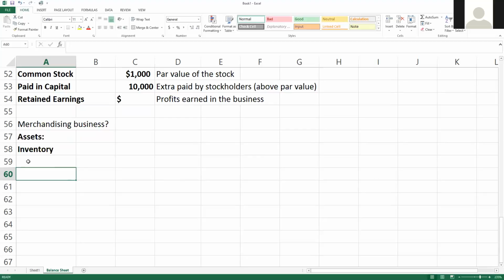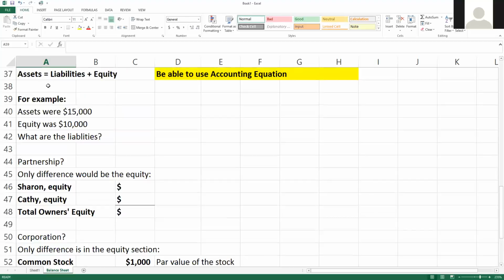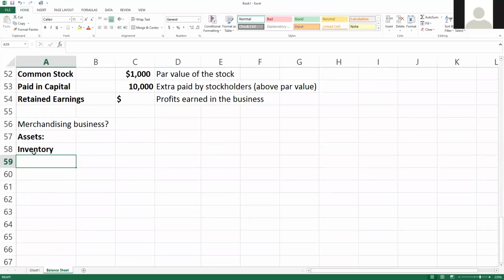Liabilities are pretty much going to be the same. And equity is going to look one of three ways. It's either going to be a sole proprietorship and look like what we've been talking about, or it'll be a partnership, or it'll be a corporation. So really, a merchandising business just brings in one new asset. So not a huge deal.